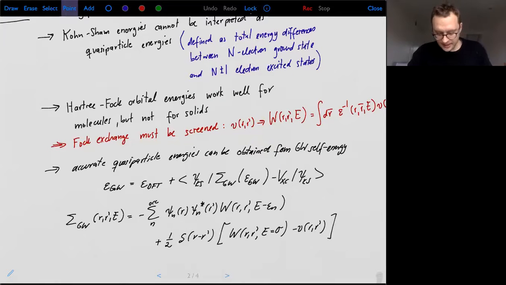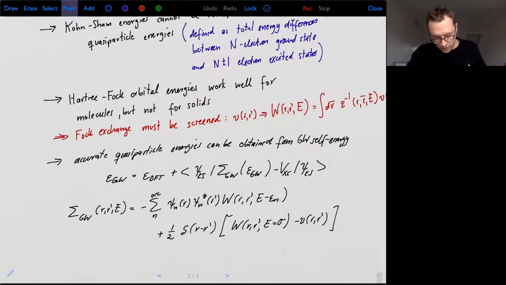And this led us then to GW theory, where you replace the exchange correlation potential of DFT with a so-called self energy, which is an energy dependent potential. Basically what this equation tells you is that you can correct the Kohn-Sham energies of DFT using the difference of the GW self energy and the DFT exchange correlation potential to give you the actual quasi-particle energy that you can then compare to photoemission experiments.